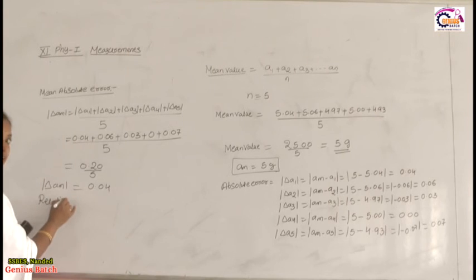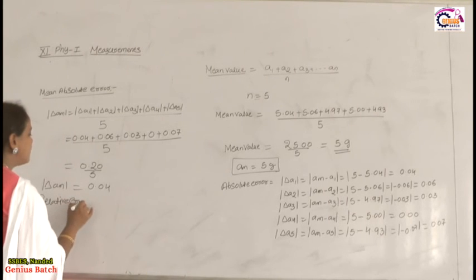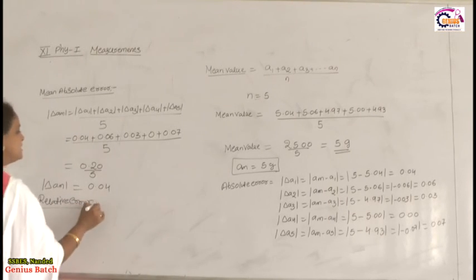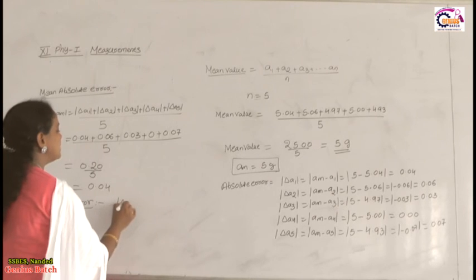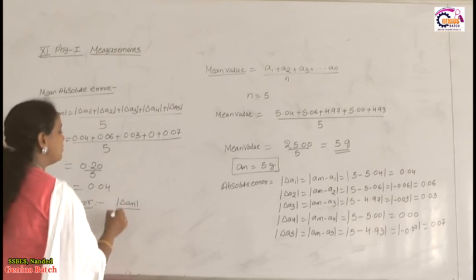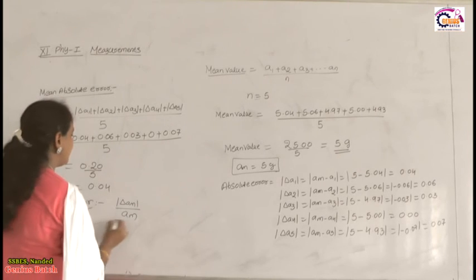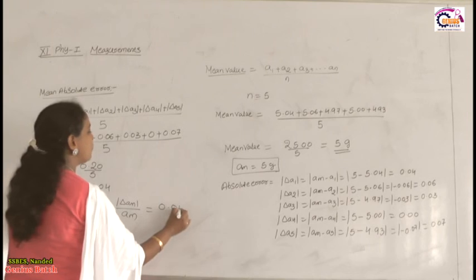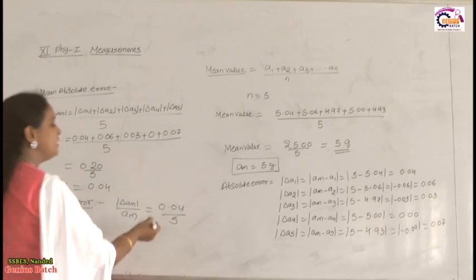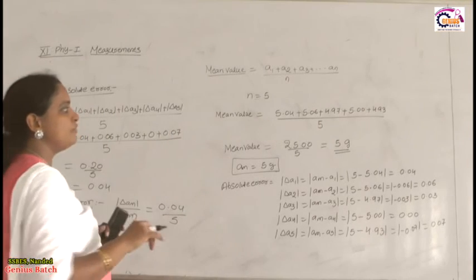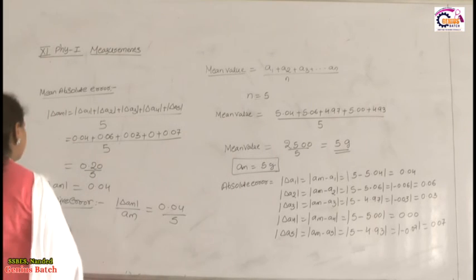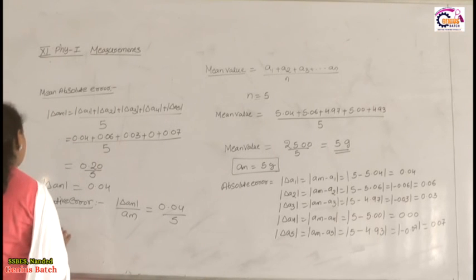Now we have to find out the relative error. How to find out the relative error here? It is the ratio of mean absolute error upon mean value. What is the mean absolute error? 0.04 divided by 5. The mean value is 5 here. What is the percentage error at last here?